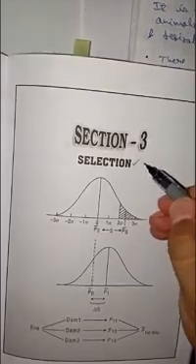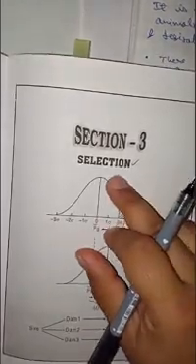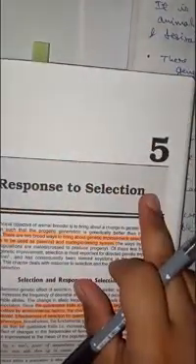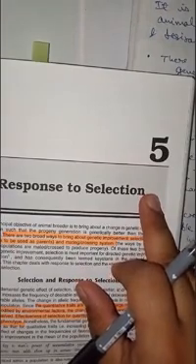Okay, so this is the first lecture on the topic of selection, and this is section 3 of this book, Animal Breeding, for BVSc and AH second year. So, animal genetics and breeding, the topic is animal breeding, and the topic here is selection. This is the first part of selection, first lecture, response to selection, and first part of this first lecture.